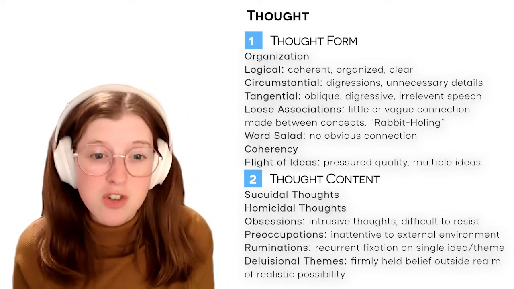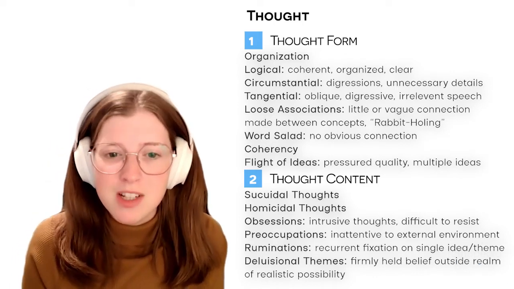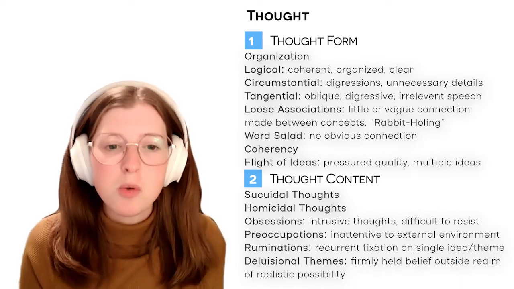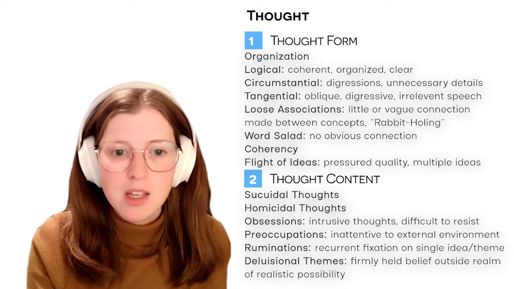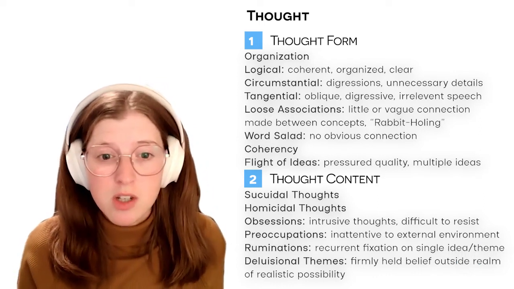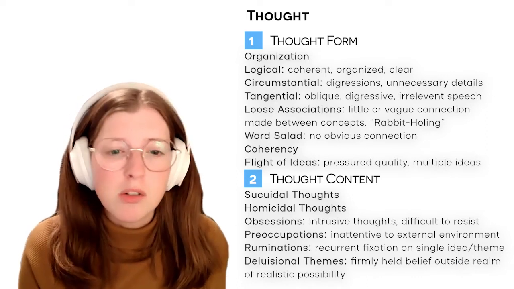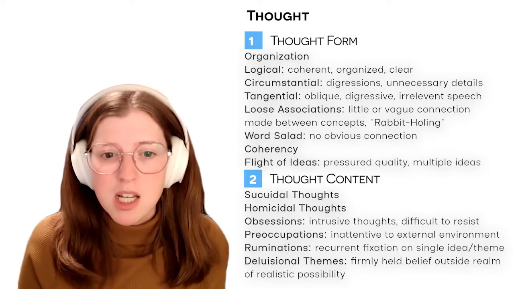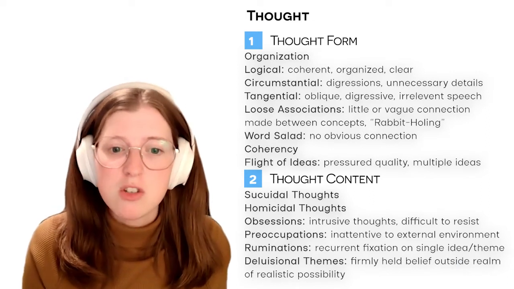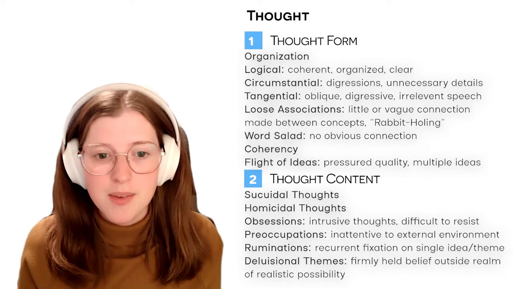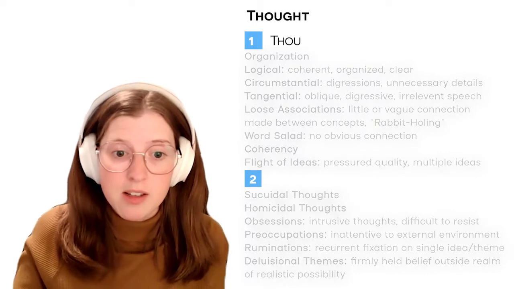The next step is tangential. This is oblique, digressive, and sometimes irrelevant to the central idea. This is similar to a train leaving the station, where we might not get back to the original platform. Next is loose associations, which is often described as severe disorganization. This is where little or vague connection is made between concepts. It can kind of feel like a continuous tangential rabbit holing, where it moves conversations further and further away from the central idea. And finally, word salad, where there is no obvious connection from one word to the next.